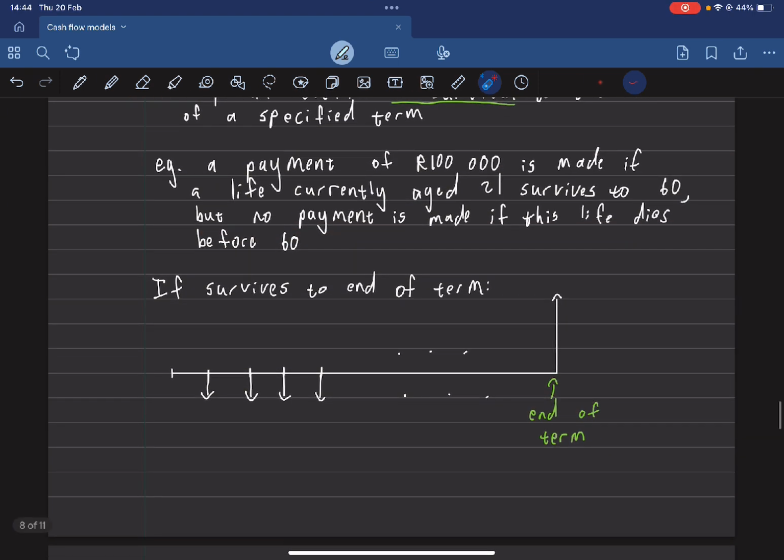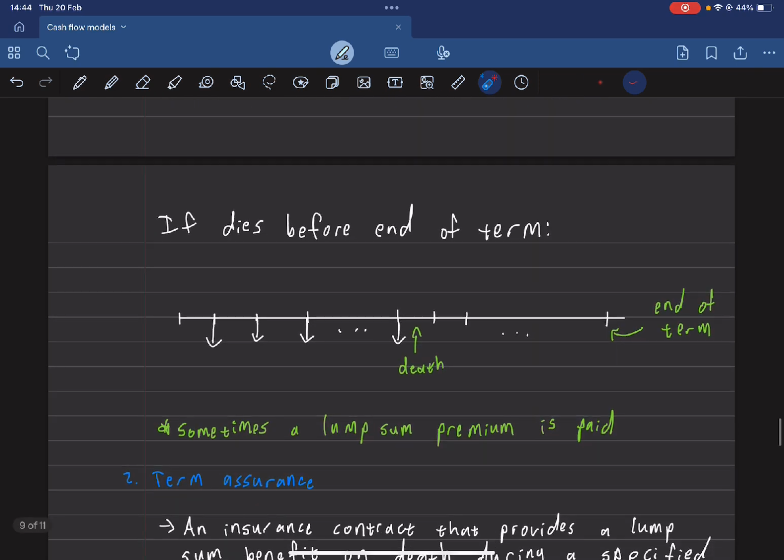So let's look at the two scenarios. So if you survive to the end of the term, you'll make payments maybe every month. So you'll make these constant payments, and then this will be the end of the term. And if you survive until here, you'll get your big payout at the end. However, if you die before the end of the term, you'll still make these payments until you die.